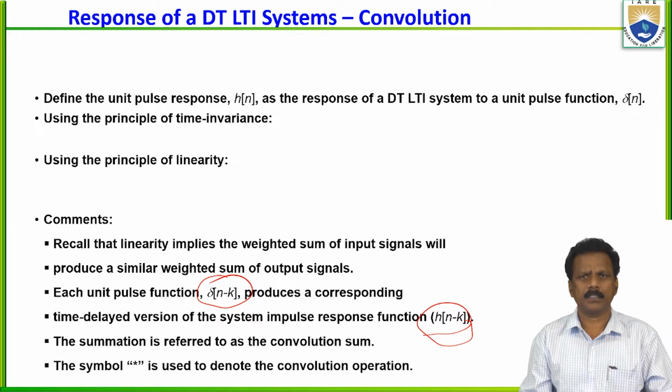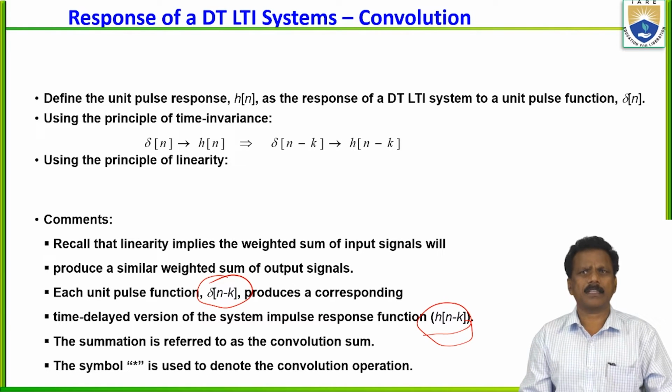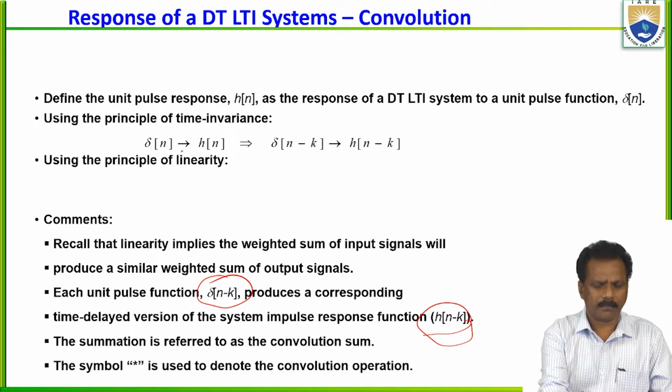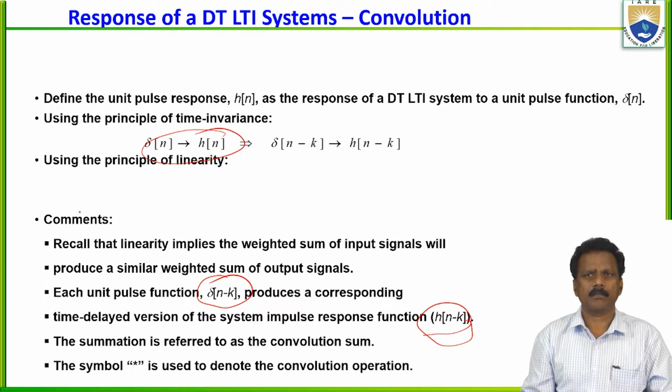So with the unit pulse response h of n as the response of the DT linear time invariant system to the unit pulse function delta of n, using time invariance, delta of n tends to h of n, so delta of n minus k goes to h of n minus k.